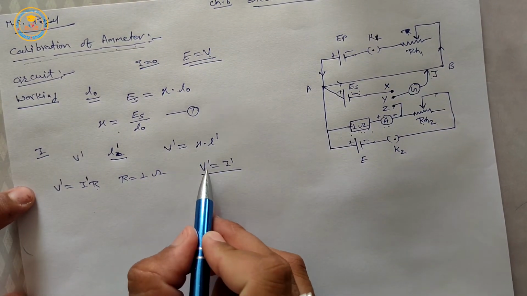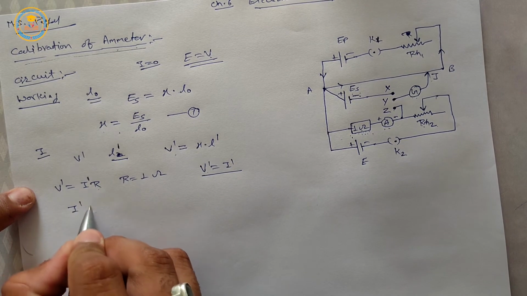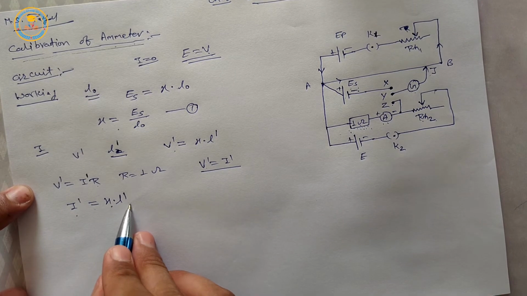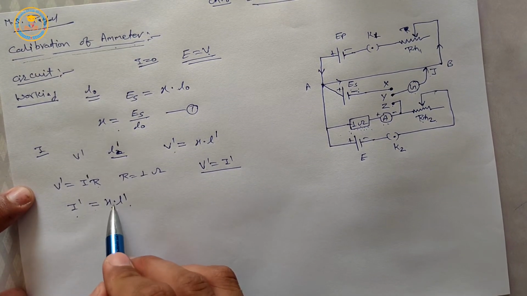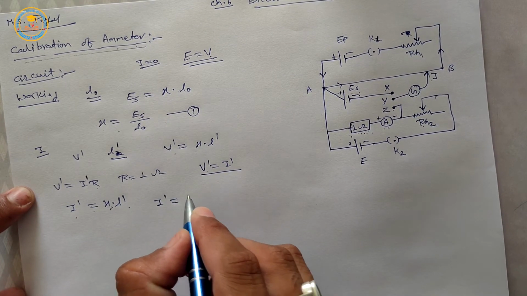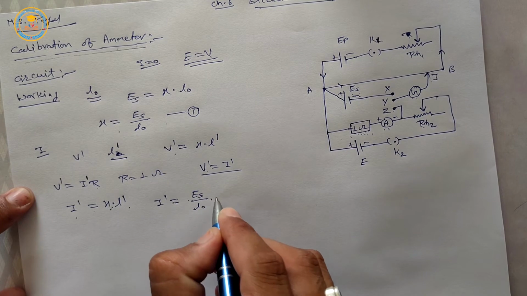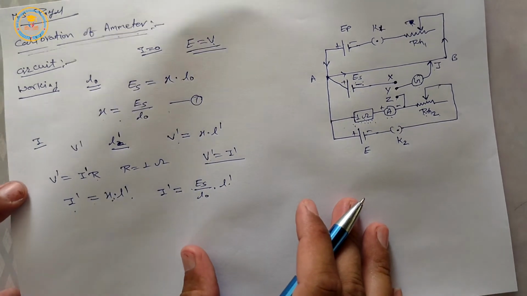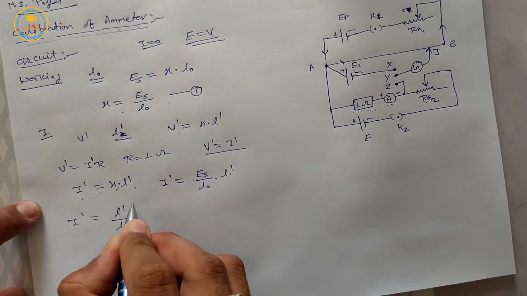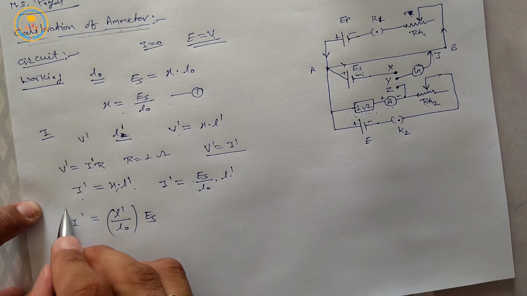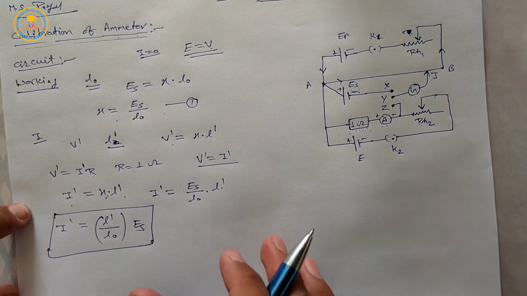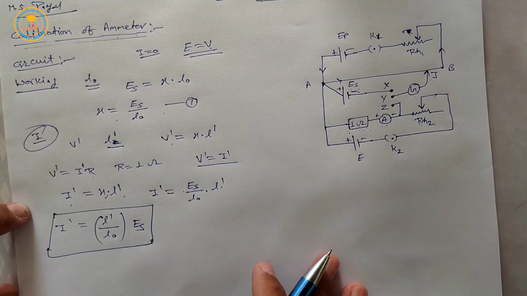Put the value of V dash in this equation, then we get I dash is equal to X into L dash. Put the value of X from equation 1, then we get I dash is equal to ES upon L naught into L dash. Rearranging, I dash is equal to L dash upon L naught into ES. This is the exact current determined by the potentiometer, and this is the errorful observation.